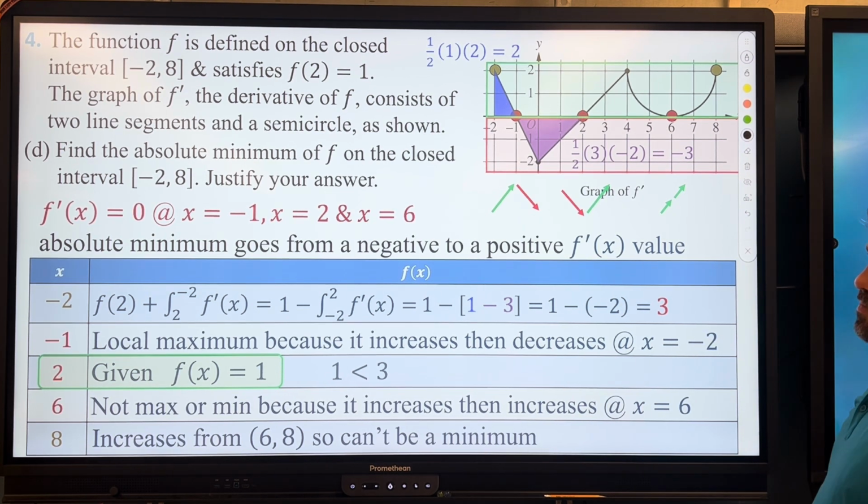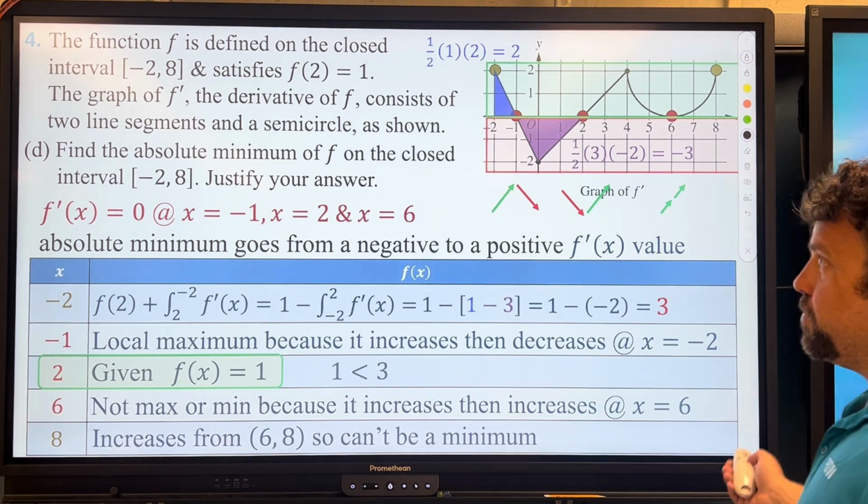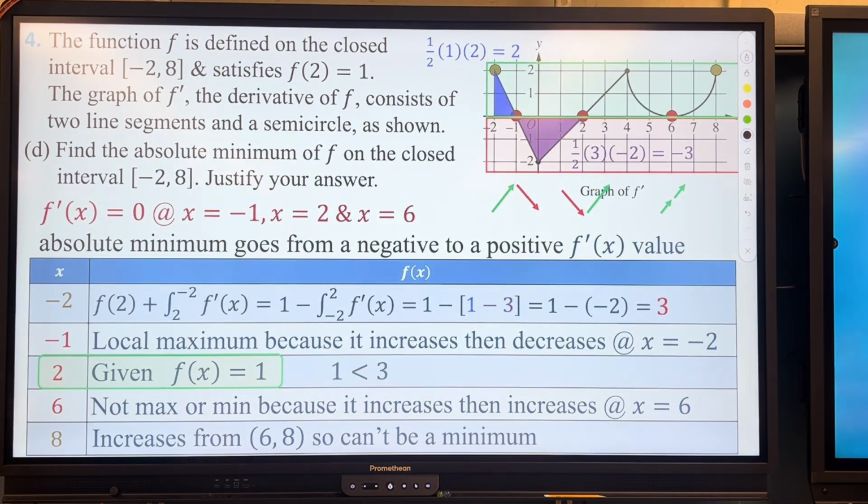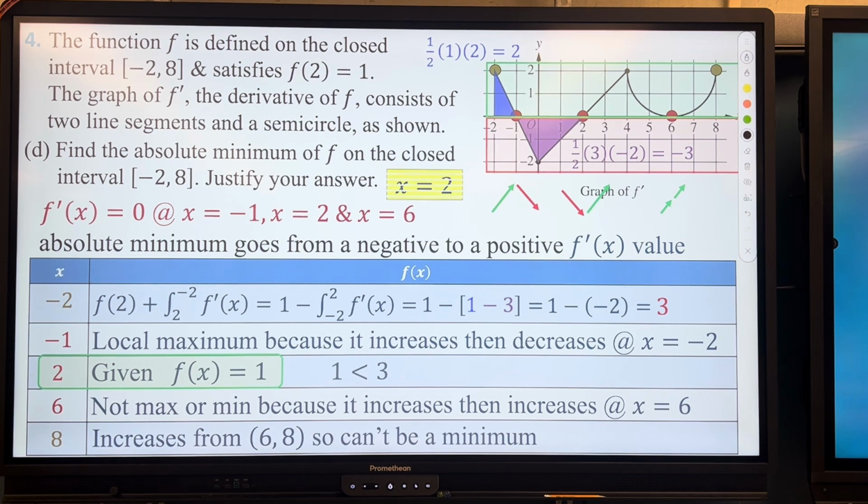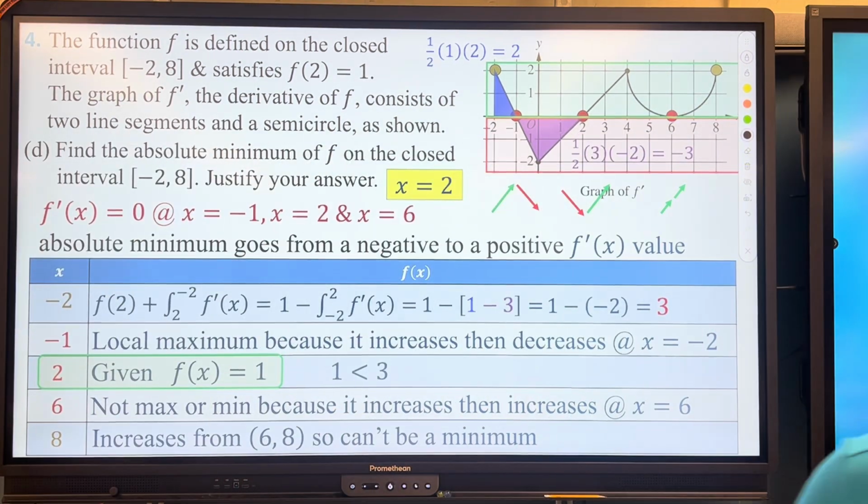That took a lot of effort. Luckily, that wasn't in 2024. All right, so that's 4. We got 2 more. We got 5 and 6. So x equals 2 is our answer.